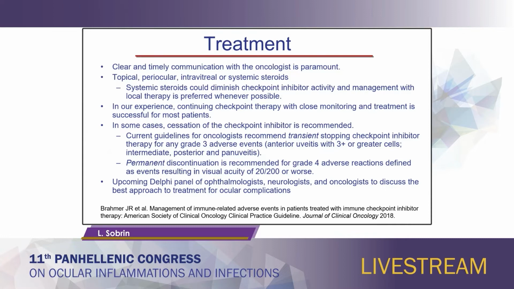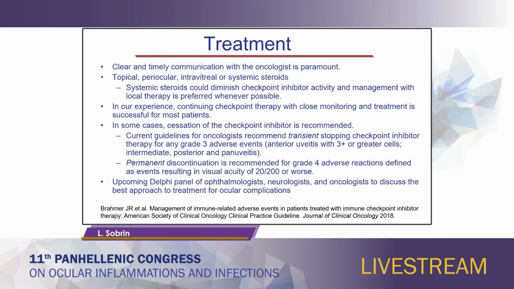In our experience, continuing checkpoint therapy with close monitoring and treatment is successful for most patients, but there are some cases where cessation of the checkpoint inhibitor may be recommended. These guidelines are taken from this article, which is a practice guideline from the American Society of Clinical Oncology, and they suggest a transient stopping for anterior uveitis with 3+ or more cells, or any intermediate, posterior, or panuveitis. As uveitis specialists, some of us feel that this is probably too stringent, and most of these can be easily managed without transient stopping of checkpoint inhibitor therapy.